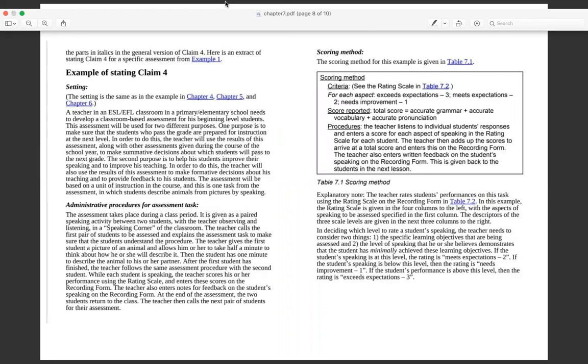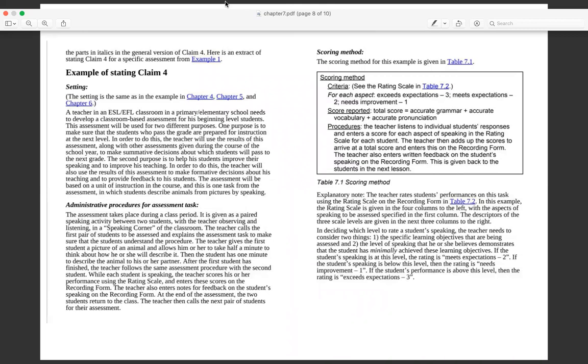So pretty much what I told you we did in the last session when we had an oral exam. We called the students in pairs, and we had them interact with the teacher and with each other. And so that's the description of the administrative procedure.